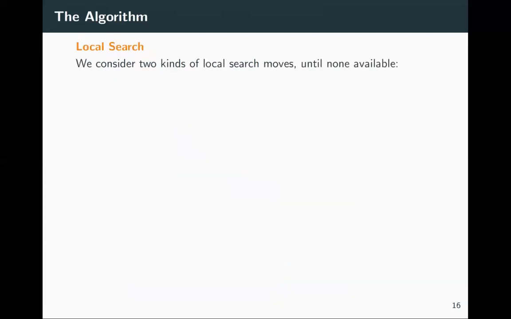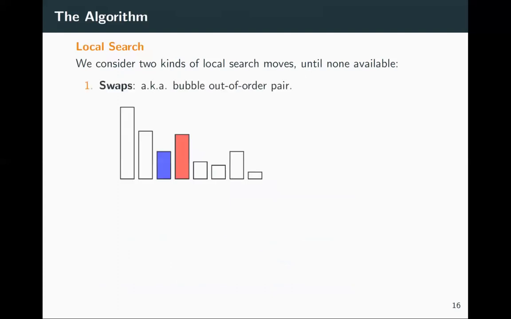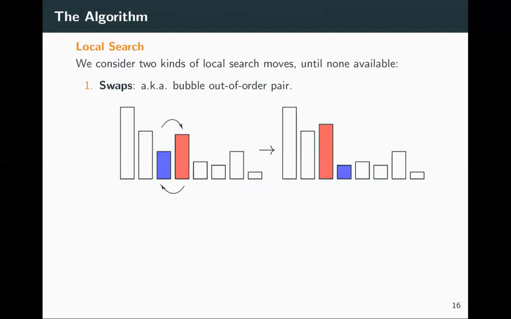Here's the local search. We consider two kinds of local search moves until none are available. The first is called a swap. So if we ever see a blue element followed by a taller red element, we swap them. This is a bubble, as in bubble sort. Now, when red cuts ahead of blue, it might steal some number of subsets from blue because red is now earlier in the permutation, and any subset that contains both red and blue will now be assigned to red. But the increase to red and the decrease to blue will be the same.